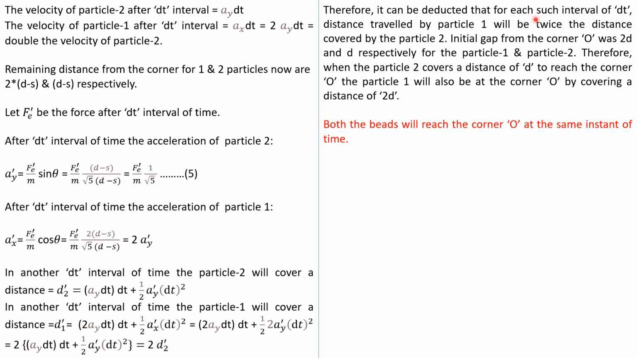Therefore, it can be concluded that for each such interval of dt, the distance traveled by particle 1 will be twice the distance covered by particle 2. So the initial gap from the corner O was 2d and d respectively for particle 1 and particle 2. Therefore, when particle 2 covers a distance of d to reach the corner O, particle 1 will also be at the corner O by covering a distance of 2d. So it means both the beads will reach the corner O at the same instant of time.